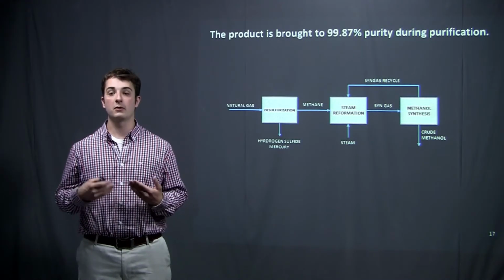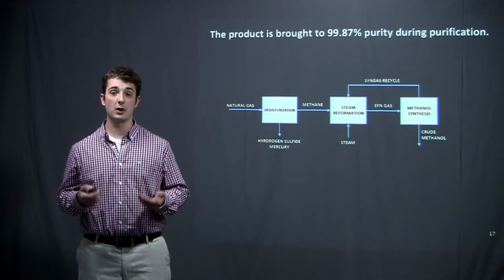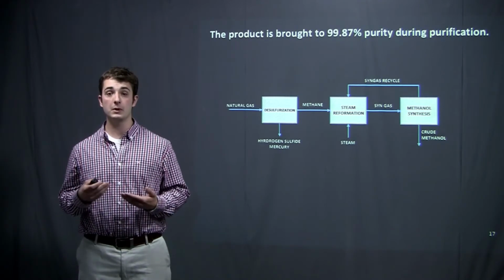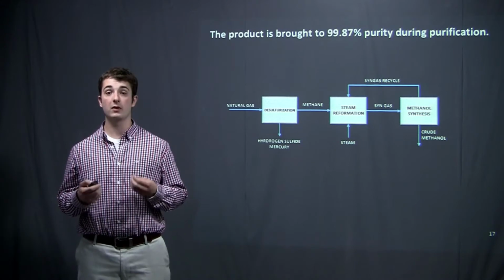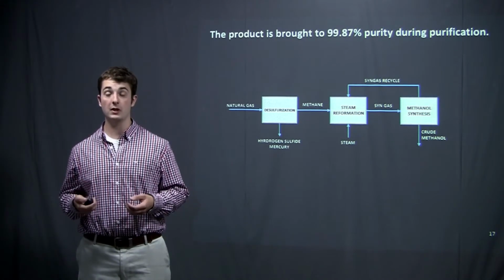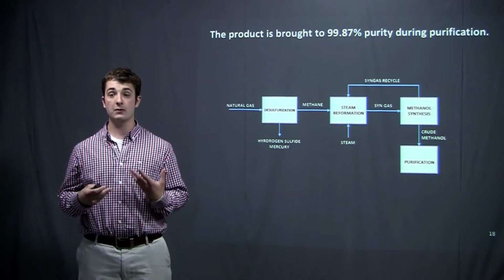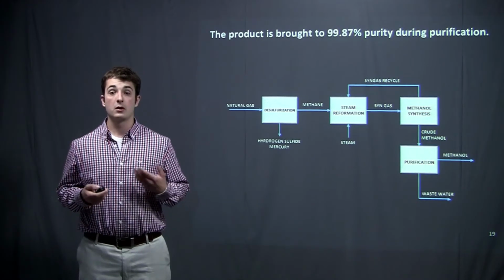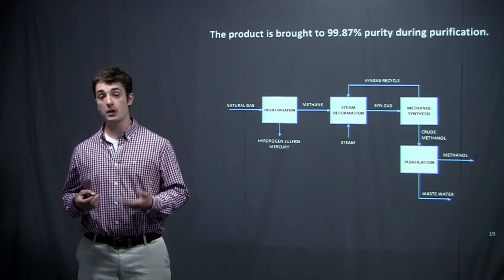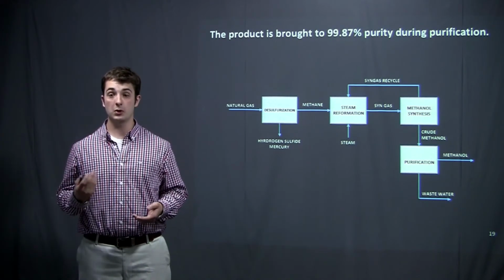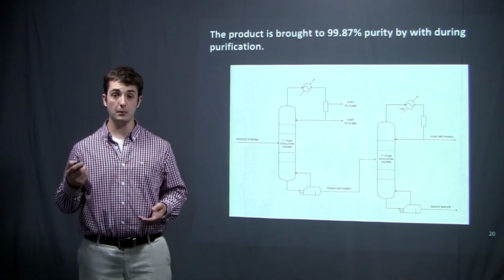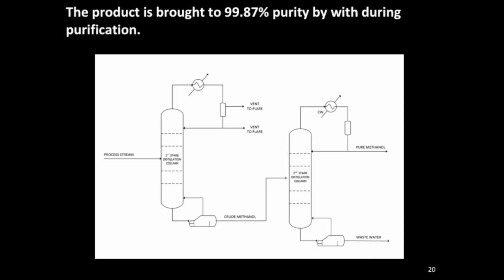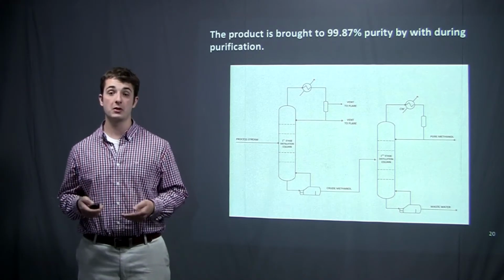Coming out of our flash drum in the liquid phase, we have a crude methanol product. The crude methanol needs to be converted to hit 99.85% purity during purification. In order to do this, we have a purification unit within our process. What comes out of here ultimately is going to be a wastewater stream and then a methanol stream that we can sell. So here's a picture of our distillation columns. These are going to be used to purify our process, and ultimately this is how we're going to produce the methanol product we can sell.